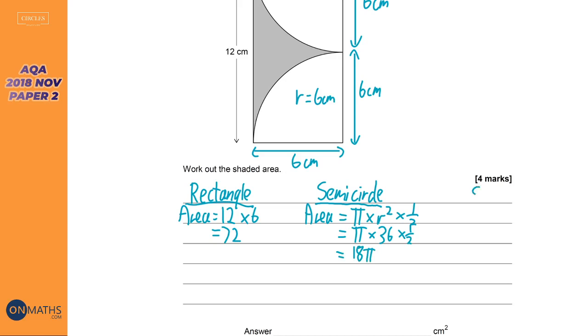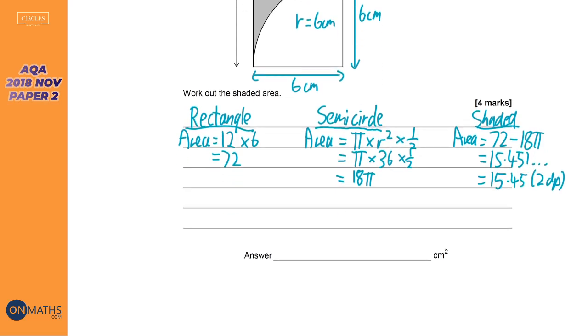Okay, so we want to work out the shaded area. So area equals, we're going to do the 72, and we're going to take away the 18 pi. Right, this is the bit where I get my calculator. So 72 take away 18 pi is 15.451 blah blah blah, which I'm going to round to 15.45. And I'm just going to show the examiner that I've used 2 decimal places. Could have used 3 significant figures. That's also absolutely fine. And I would just write 3SF if I did that.